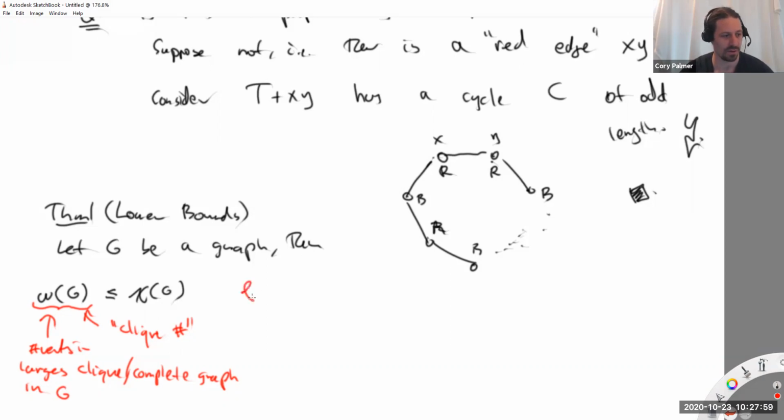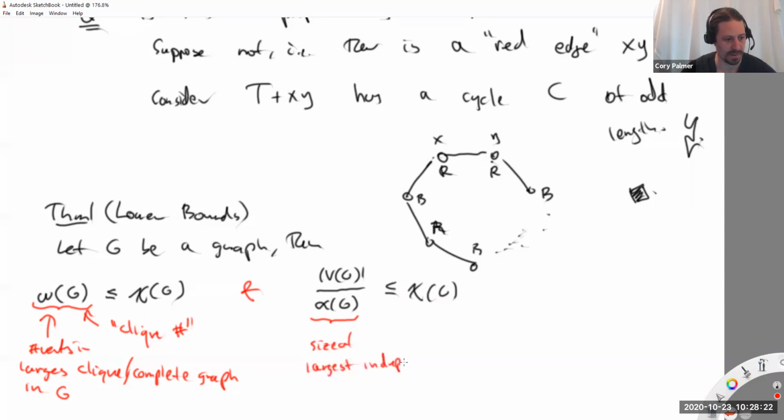Okay, so that's one. The other bound that's a little more interesting is that the chromatic number of G is at least the number of vertices of G divided by the independence number of G. I think we've used this one, but let's remind ourselves real quick. Alpha of G is the size of the largest independent set. Right, so alpha of G is the largest set you can find with no edges among them.